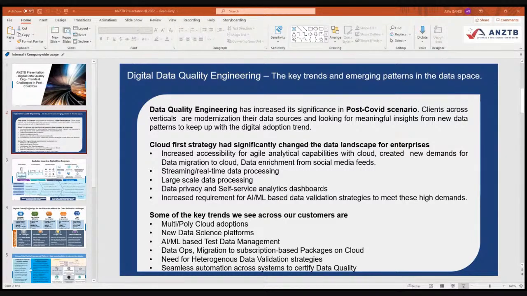In summary, the key takeaway from this evolution towards the digital data ecosystem is that the trend is more towards AI and ML and also the bots and cognitive capabilities, with a focus on security and privacy. I think that should be the key takeaway from this particular slide.